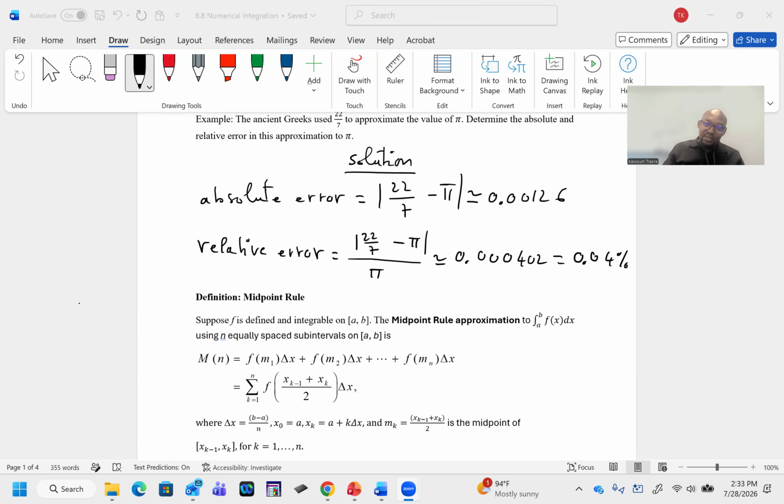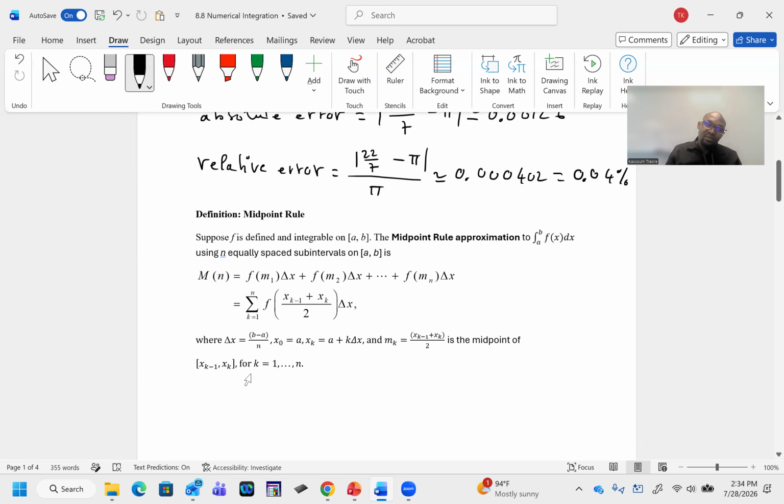You need to know this is the summation notation, which uses the Greek letter sigma, meaning S. To read it: the sum of f of (x sub k minus 1 plus x sub k) divided by 2, times delta x, from k equals 1 to n, where delta x is b minus a divided by n, x0 is equal to a, x sub k is equal to a plus k times delta x, and m sub k equals (x sub k minus 1 plus x sub k) divided by 2, the midpoint of x sub k minus 1 and x sub k, for k equals 1 to n.